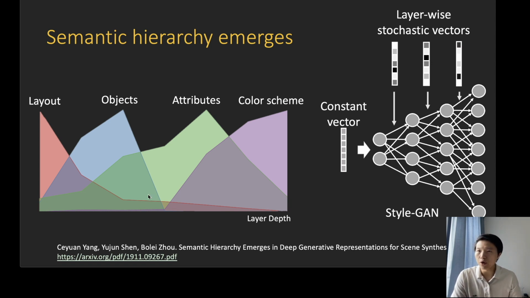Here I'm showing you a plot. The horizontal axis is the layer depth. The vertical axis is the importance of that layer to some concept, from layout to objects to attributes to color scheme. You can see the layers at the beginning control the layout. Their importance gradually decreases. Then the layers in the middle control the objects and attributes. The layers closest to the output image control the color scheme. So we notice there is such a semantic hierarchy emerging inside these deep generative models. Then we can control different layers to manipulate different concepts. Here I will show you some of the semantic manipulations.